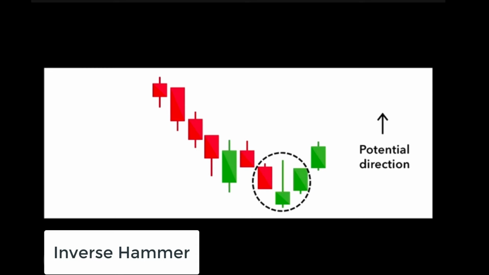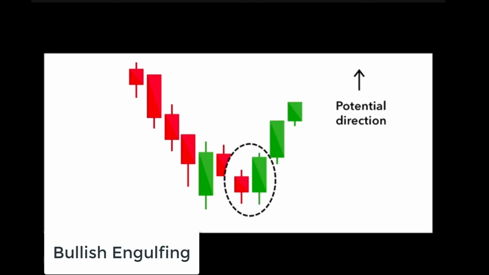It's similar to the hammer, the only difference being that the upper wick is long. So you can see the upper wick here is long, while the lower wick is short. It indicates a buying pressure followed by a selling pressure that was not strong enough to drive the market price down. So the inverse hammer suggests that buyers will soon have control of the market.